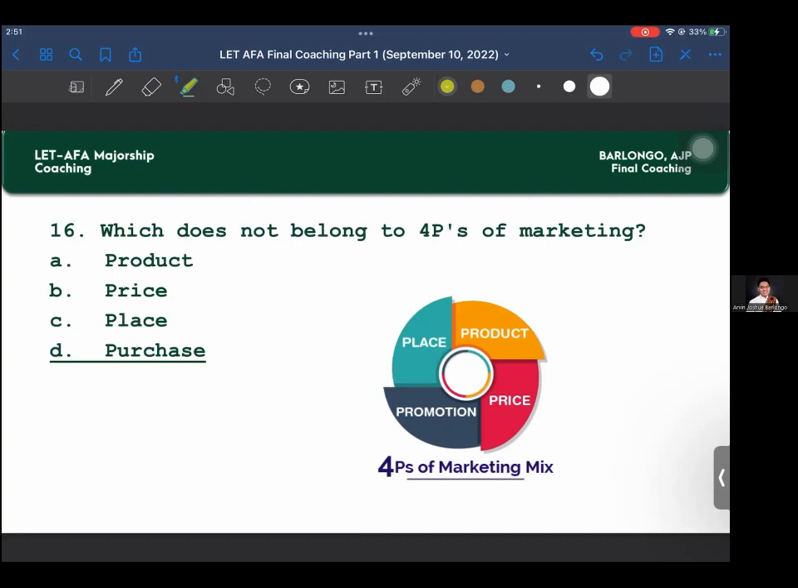Next is the product. What do you want to offer? What do you want to offer to the community? What innovation do you want to offer to the world? Does your product meet people's needs? Does it have a place in the market? Those are things you need to ask yourself when you are considering the product.